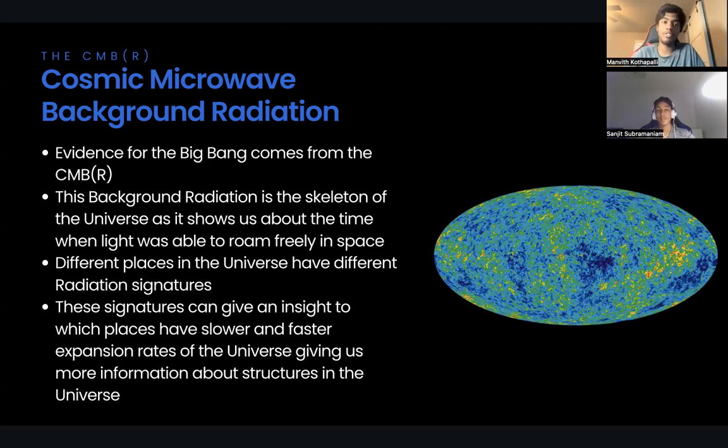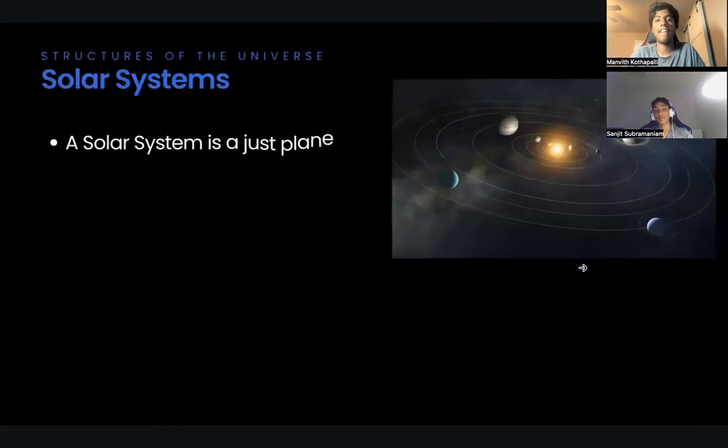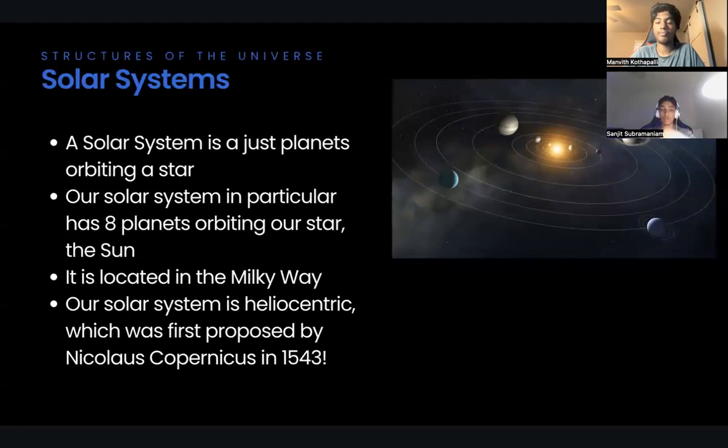Now, Sanjit will be talking about the solar system of the universe. I'm going to be talking about the solar system. The solar system is a system of planets orbiting a star, as you all may know already. Our solar system has 8 planets, maybe 9 if you want to consider Pluto, but yeah, it's not. And it's located in the Milky Way. We will be talking more about our solar system in the next unit, but the idea of a heliocentric solar system was first proposed by Copernicus in his book on the Revolution of Celestial Spheres in 1543.